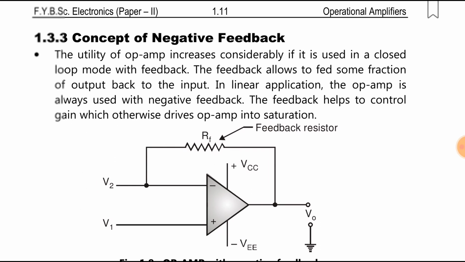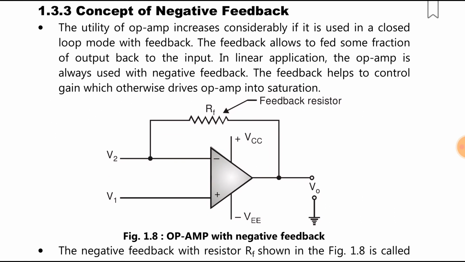Now what is the concept of negative feedback? So the utility of op-amp increases considerably if it is used in a closed loop mode with feedback. So the feedback allows feeding some fraction of output back to the input in linear applications. So the op-amp is always used with negative feedback. So the feedback helps to control the gain, which otherwise drives the op-amp into saturation.